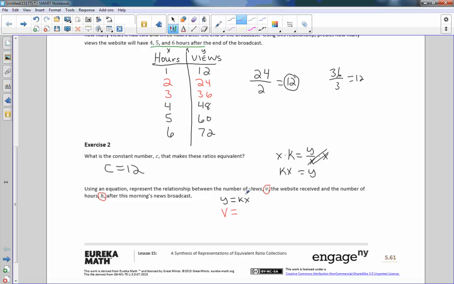My constant of proportionality, or my ratio that makes, what number makes these ratios equivalent? The constant number, the constant of proportionality is what we're going to lead into here, is my 12. So I'm going to put a 12 there in place of k. And then x is hours, and that is going to be replaced with the letter h. So in terms of v and h, then I could say the number of views equals 12 times the number of hours that have passed.